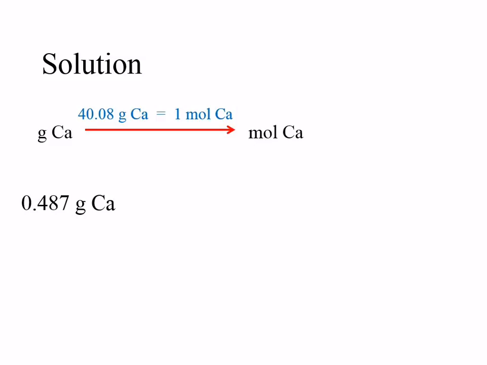The B's have it. So if we use B, then actually 1 mole of calcium over 40.08 grams of calcium. Remember, we got that from the periodic table. Now our grams of calcium cancel, we're left with moles of calcium. And that's perfect.